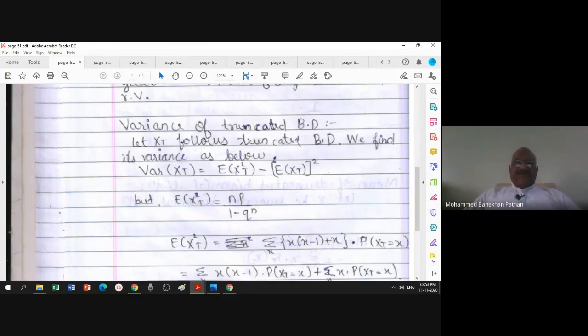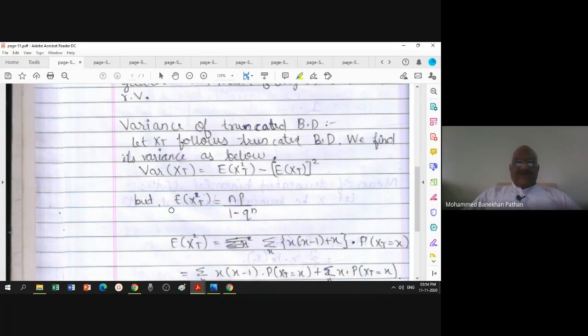Okay, today we'll try to develop the variance of truncated binomial distribution. Let X_T follow truncated binomial distribution. We find its variance by the definition of variance: variance of X_T equals expected value of X_T square minus square of expectation.